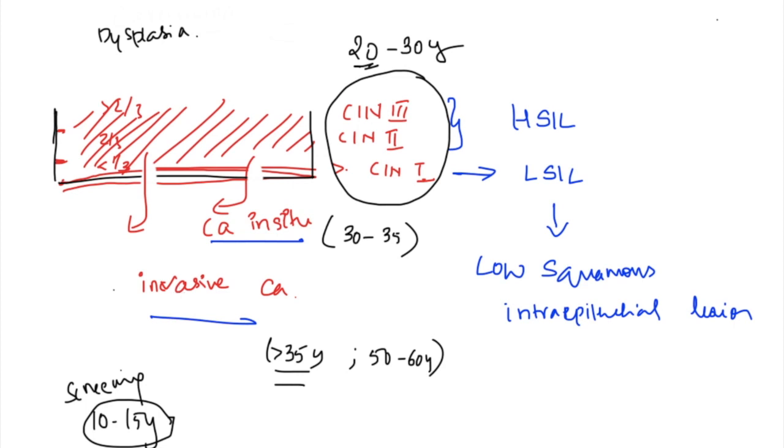Okay, now let us talk about screening here. Screening is really important. Okay, so this is universal screening. It must be done in all women after the age of 21 years, whether they're sexually active or not.